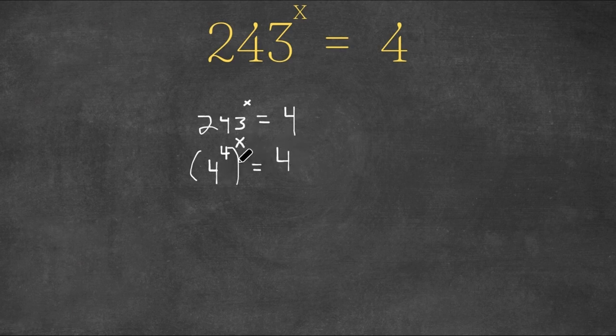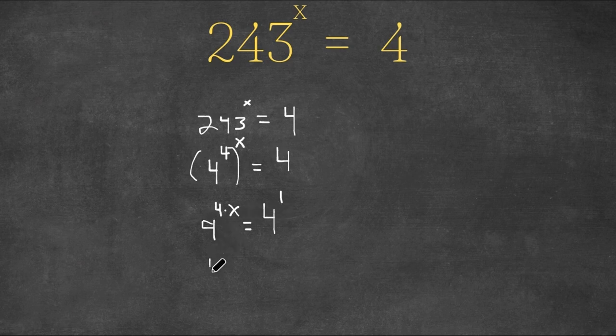And now 4 to the power of 4 to the power of x is the same thing as 4 to the power of 4 times x, and this is equal to 4. Now, 4 to the power of 4x equals 4, right? Well, 4 is the same thing as 4 to the power of 1. And because these two bases are the same, that also means that our exponents are the same as well. So let's ignore these bases for now, and just focus on our exponents.